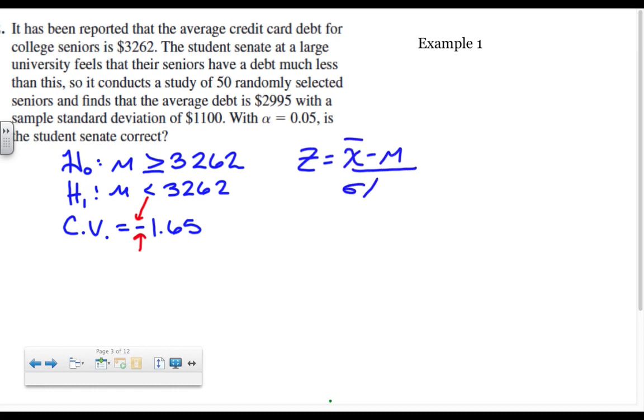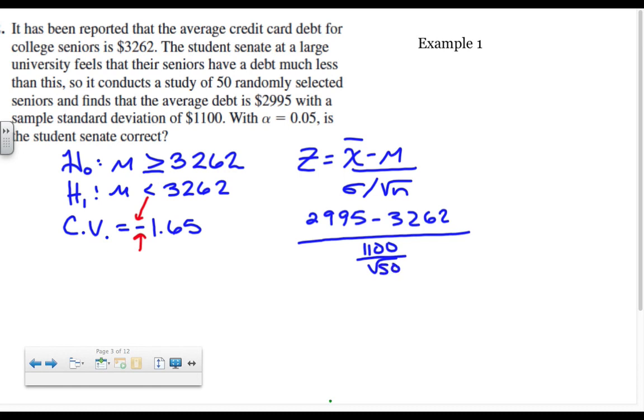So our formula is x bar minus mu over the standard deviation divided by the square root of n. So 2,995 minus 3,262 divided by 1,100 over the square root of 50. Check your calculators. Okay, so I end up with a test value of negative 1.72. Since that number is less than negative 1.65, see in my chart, in my picture, it's less than that.